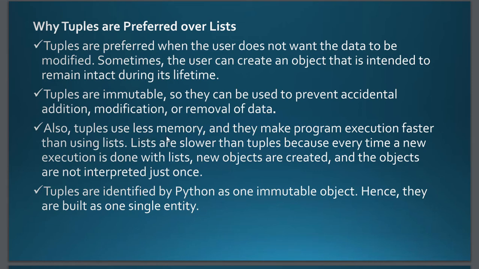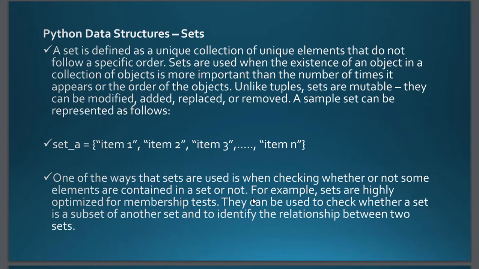Also, tuples use less memory and they make program execution faster than using a list. Lists are slower than tuples because every time a new execution is done with a list, new objects are created, and the objects are not interpreted just once. Tuples are identified by Python as immutable objects, hence they are built as a single entity.